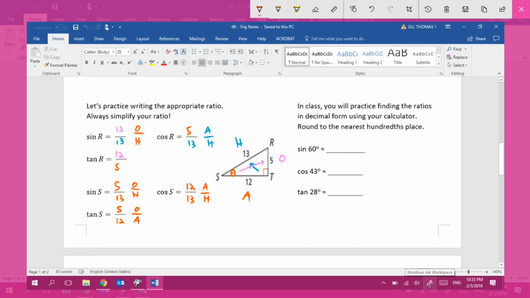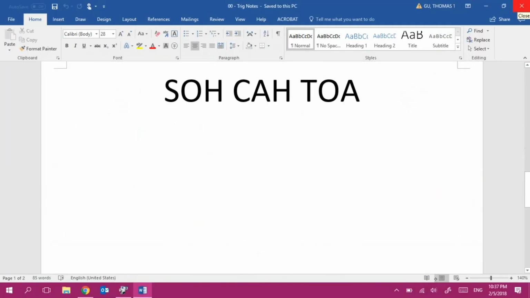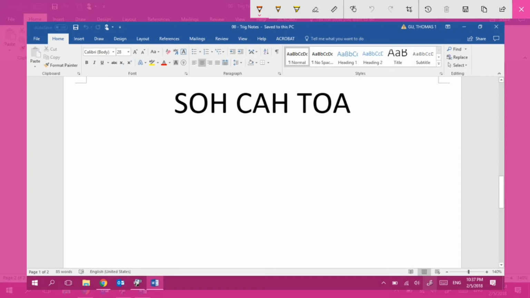Now this section right here in class, we're going to learn how to find these things with a calculator. It's quite simple. You just plug it into the calculator, but we'll do that in class. Scrolling onto the bottom right here, SOHCAHTOA. And what does SOHCAHTOA mean? This is a clever little trick to help you remember what each of the ratios mean. What does sine mean? What does cosine mean? What does tangent mean? So just say it with me, guys.